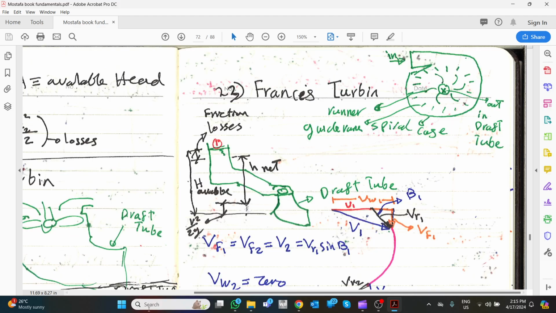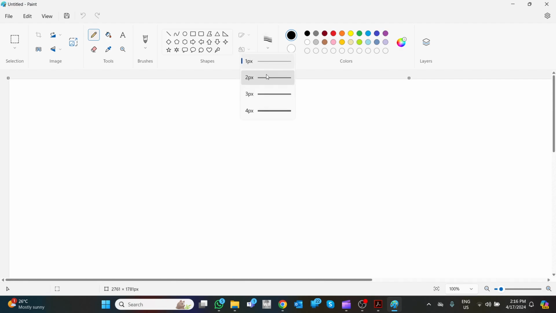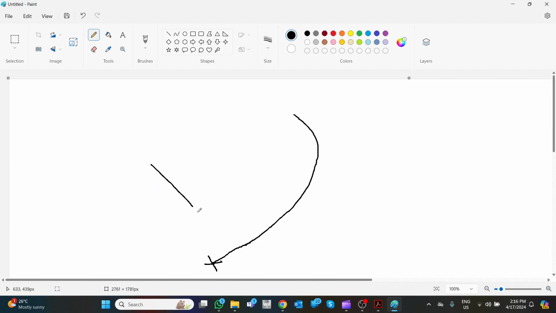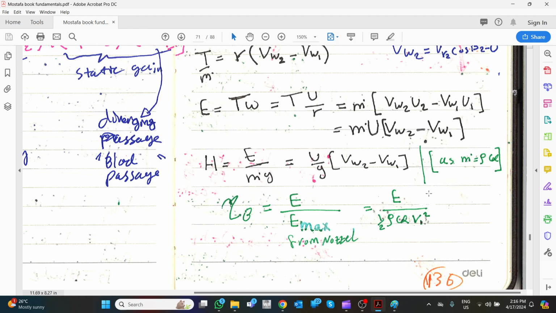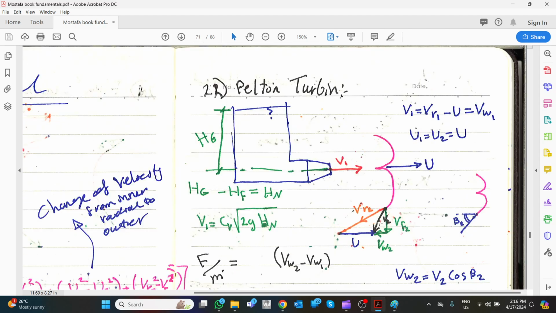Got it? Again, imagine this is the plate and this is the center of rotation. We agreed that the whirling velocity is what? The whirling velocity is the velocity vertical to the rotation. When it is moving like this, what is the whirling velocity? It is the velocity which is on the rotation itself.